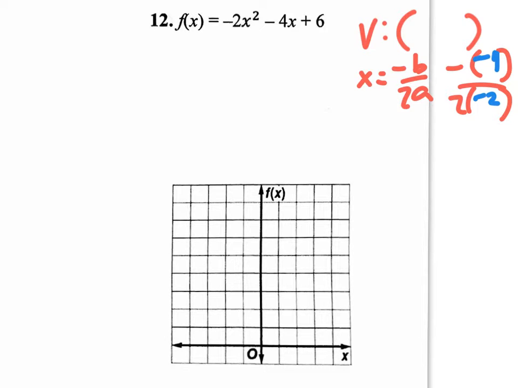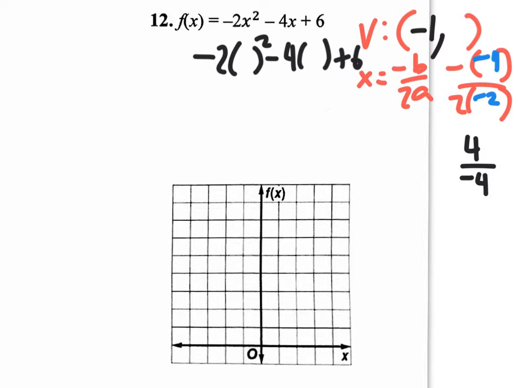So you really have a negative 4 on top, which is a positive 4 up on top, over a negative 4 on the bottom. So our vertex x value will be negative 1. Make sense? Okay, now let's take that negative 1 value and plug it in into that x and into that x. That way we could work out the math and find the y value.